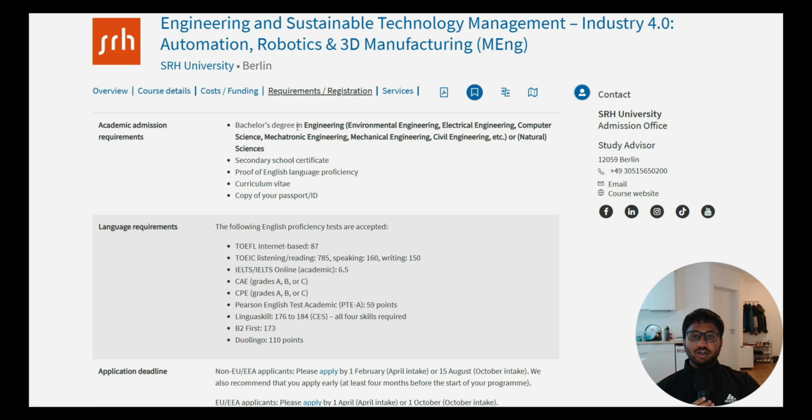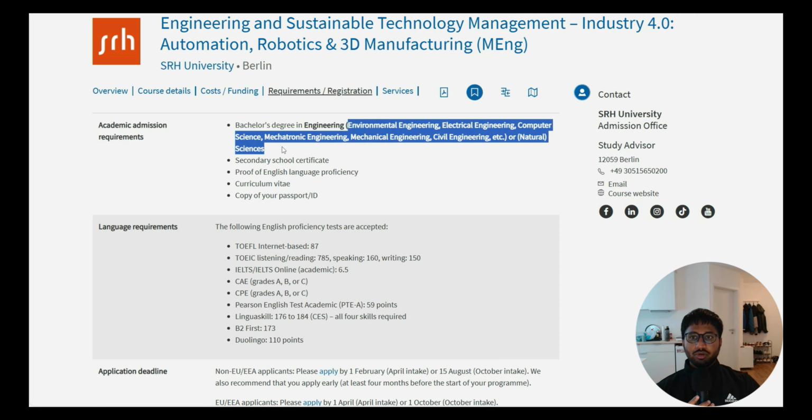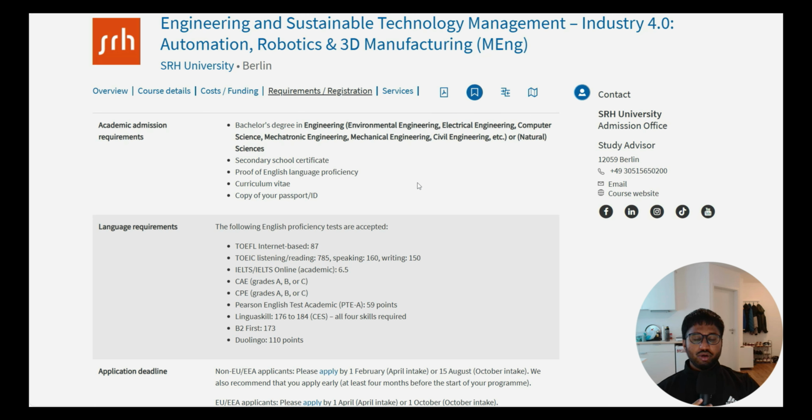You need to have a bachelor degree in engineering. They are accepting a wide variety of courses, which is environmental engineering, electrical engineering, computer science, mechatronic engineering, mechanical engineering, civil engineering, etc. Natural sciences, they are accepting bachelor of engineering or engineering degree from natural science, physics, chemistry, all courses of electrical engineering, mechanical, civil, computer science, everything. So if you have any engineering degree, then you are eligible to apply.